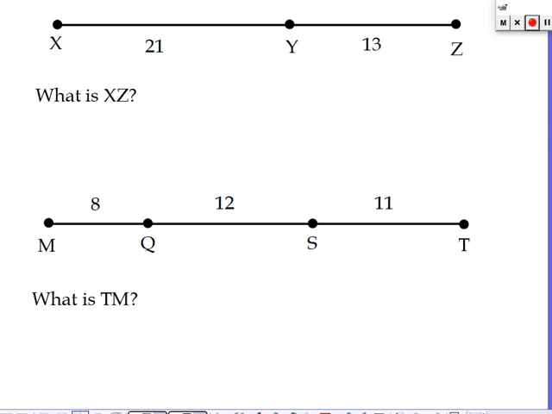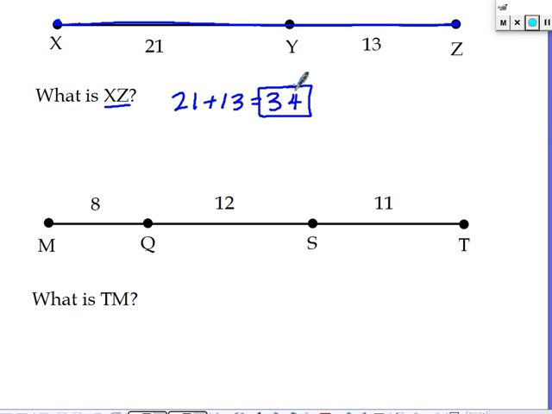So if I'm looking at this next one, here I have x, y, and z. So y is between x and z. It tells me that xy is 21, yz is 13. And then it asks me for what is xz. So xz is the whole thing. So to find that distance, I'm just going to add 21 plus 13 gives me 34. And there's no units on this, so I don't have to include units here.